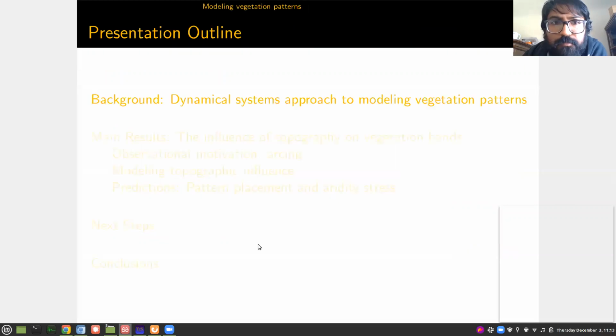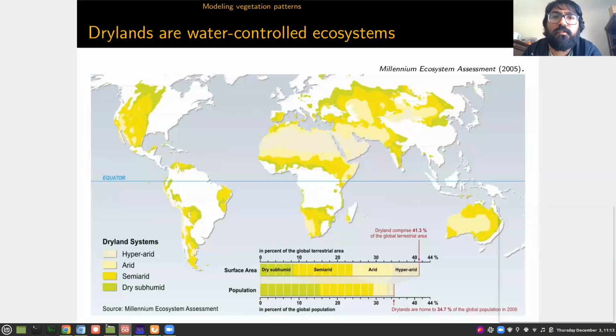Okay, so let's keep going. Okay, so as I said, these are dryland vegetation patterns in that they occur in drylands, and drylands are defined by a lack of water or water deficit. And so these ecosystems are really controlled by water availability, and they cover something like 40% of the land on Earth, and they're home to something like a third of the population. So they're really important for people to study.